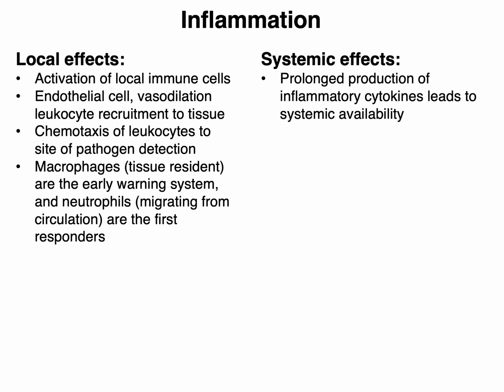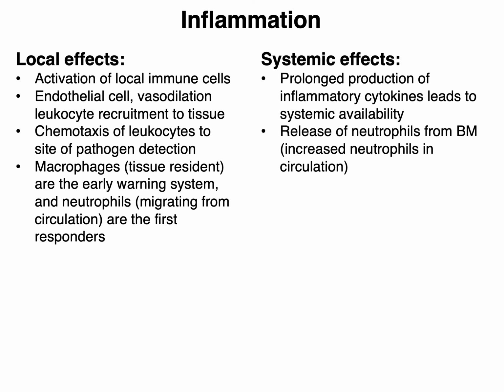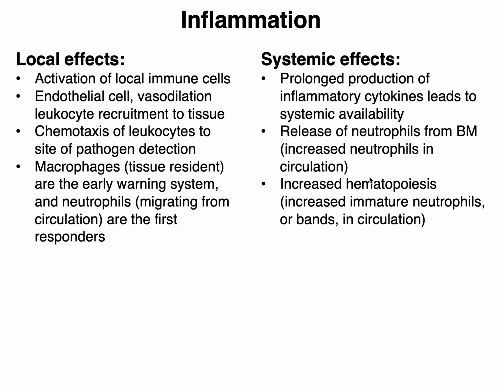Systemic effects of inflammation can include prolonged production of inflammatory cytokines that leads to release of neutrophils from their bone marrow. So a common effect of systemic inflammation is you'll get increased neutrophil counts on CBC. You'll also often see increased hematopoiesis, and in cases of severe and prolonged inflammation, sometimes the hematopoiesis isn't able to keep up with the demand for new neutrophils, and this can lead to the increased accumulation of immature neutrophils in circulation. These are often called bands when you see them on a CBC.